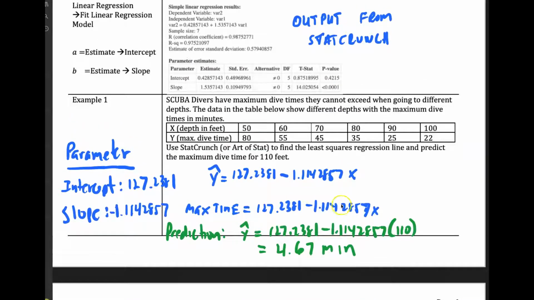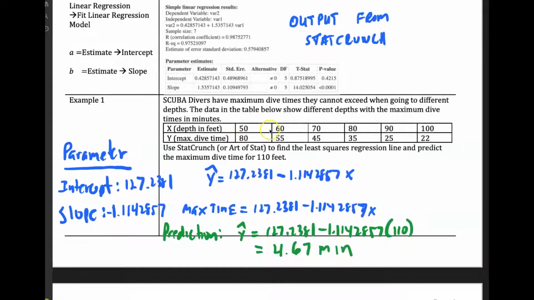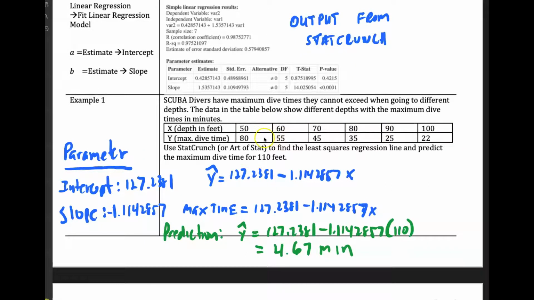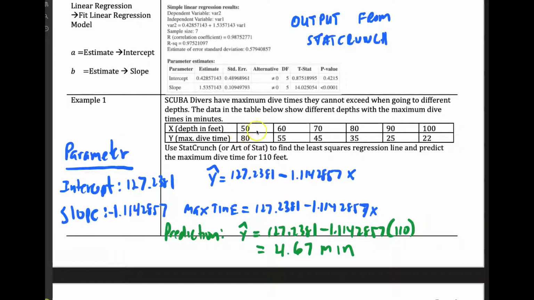And so just a simple example: scuba divers have a maximum dive time they cannot exceed when going to different depths. There's a lot of pressure in the water, and so there's a relationship. The deeper you go, it looks like you have less dive time. You can't stay down as long. As the X values are increasing, you go deeper, the Y values, the max dive time, seem to be decreasing.